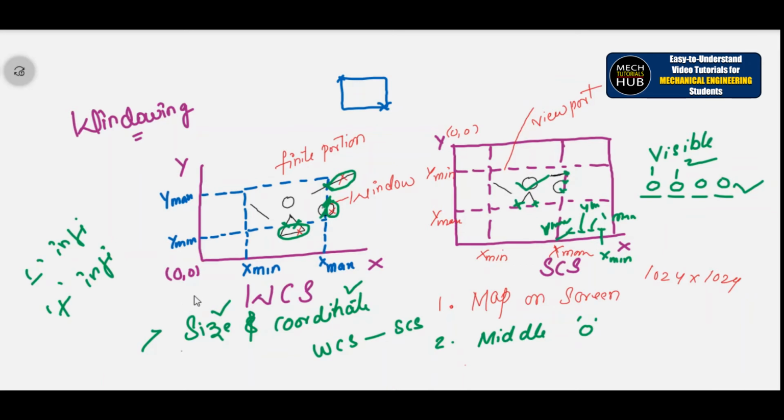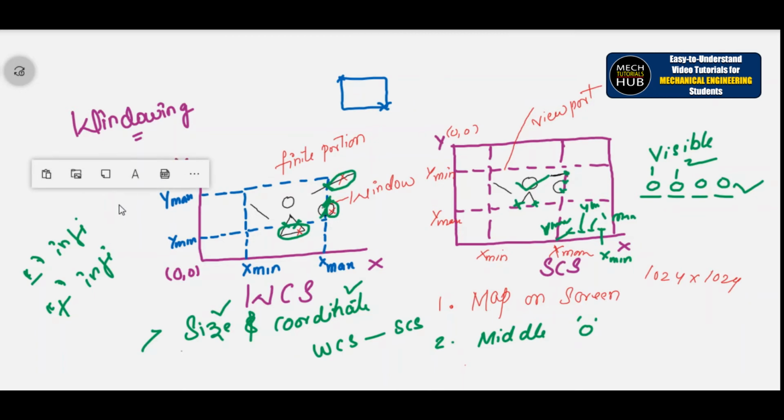If they are within the window, they are in the range of x minimum to x maximum, and y minimum to y maximum. Other than that, out of the window, we can call it minus infinity to plus infinity, which is an endless range. Okay, this is what windowing is all about.